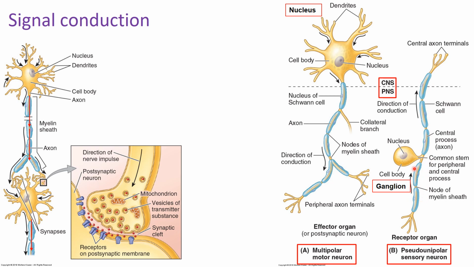So in the peripheral nervous system is where we're going to find a collection of cell bodies. A collection of cell bodies in the peripheral nervous system is going to be called a ganglion. We're going to talk a little bit later about the dorsal root ganglion, which is going to refer to a collection of these specific cell bodies of pseudo-unipolar sensory neurons in the peripheral nervous system. So, once again, a collection of cell bodies in the peripheral nervous system is termed a ganglion.